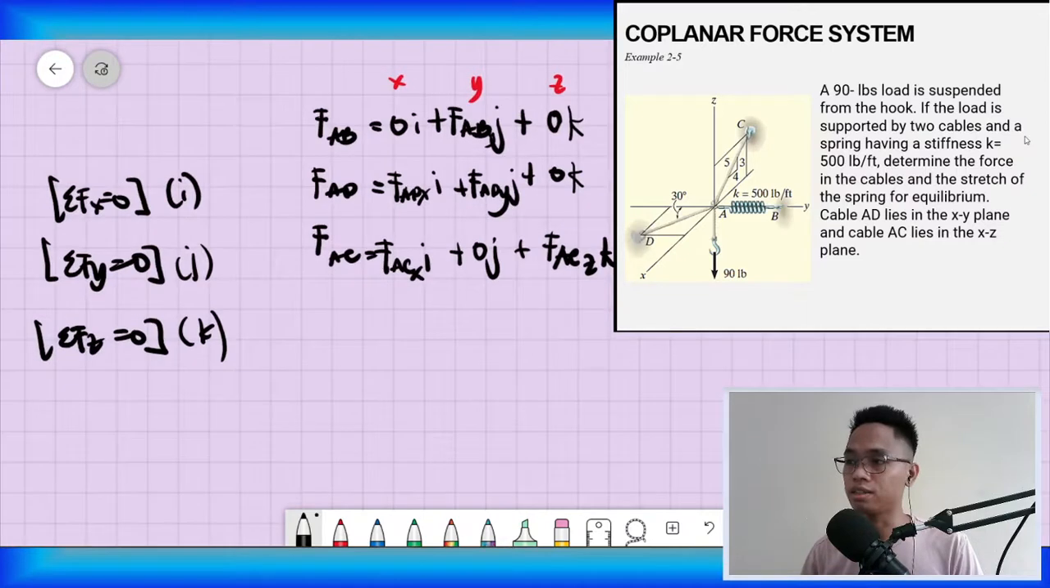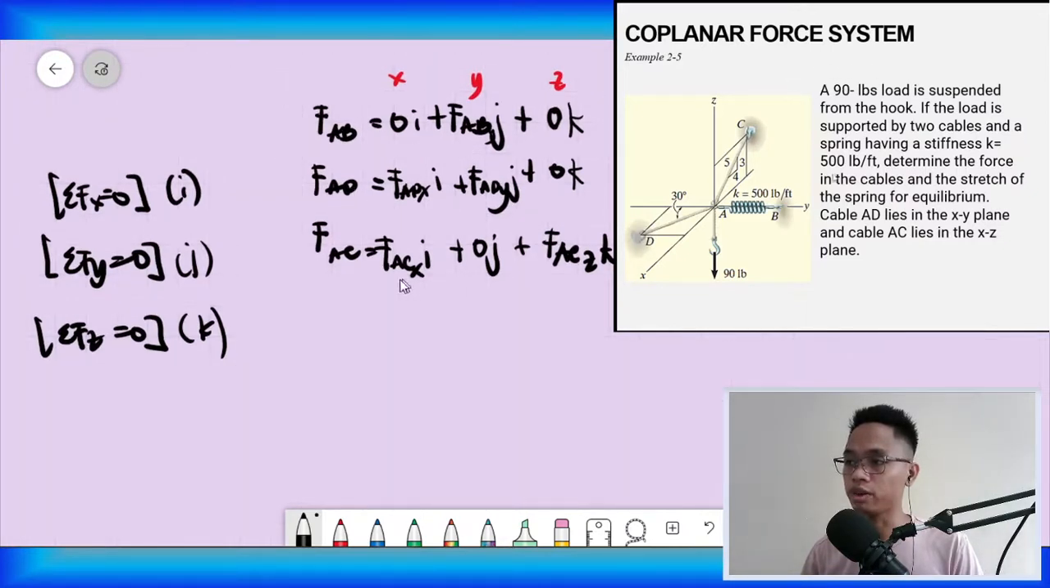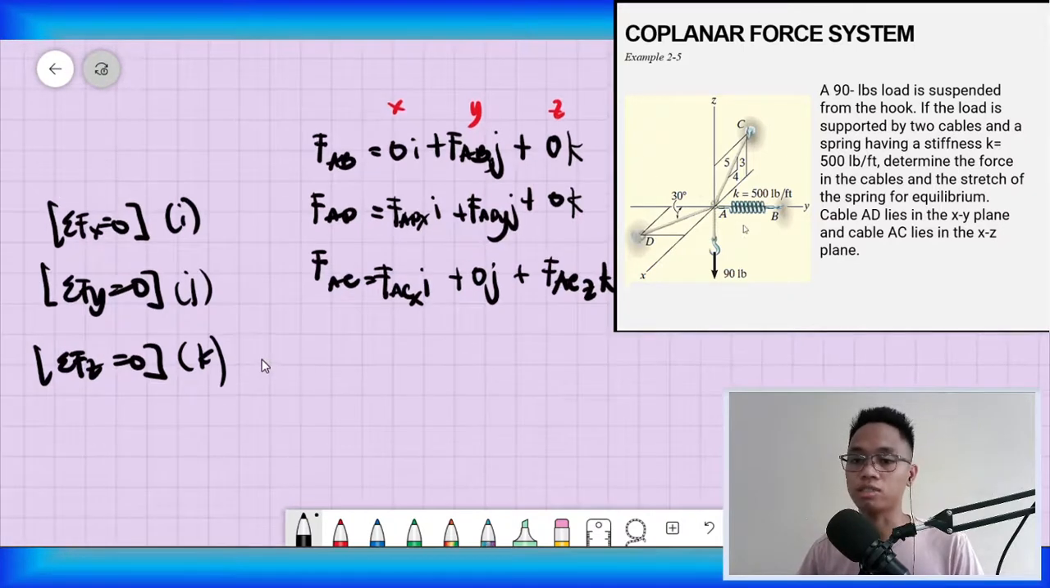Okay, unknown na tanan. So pila to unknowns? We have 1, 2, and 3. So we have 3 unknowns and we have here 3 equations. So obviously matrabaho na ni nato siya.